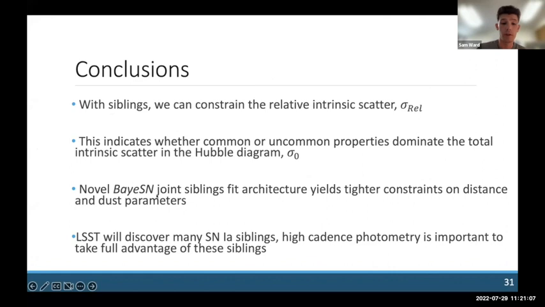We've built a novel fitting architecture that fits all siblings from within a single galaxy simultaneously, and we get better constraints on all of our parameters of interest. LSST is going to discover many more type 1a supernova siblings, and high cadence photometry is always going to be desirable for making the most of these. So thanks very much for listening, and I welcome any questions you have.